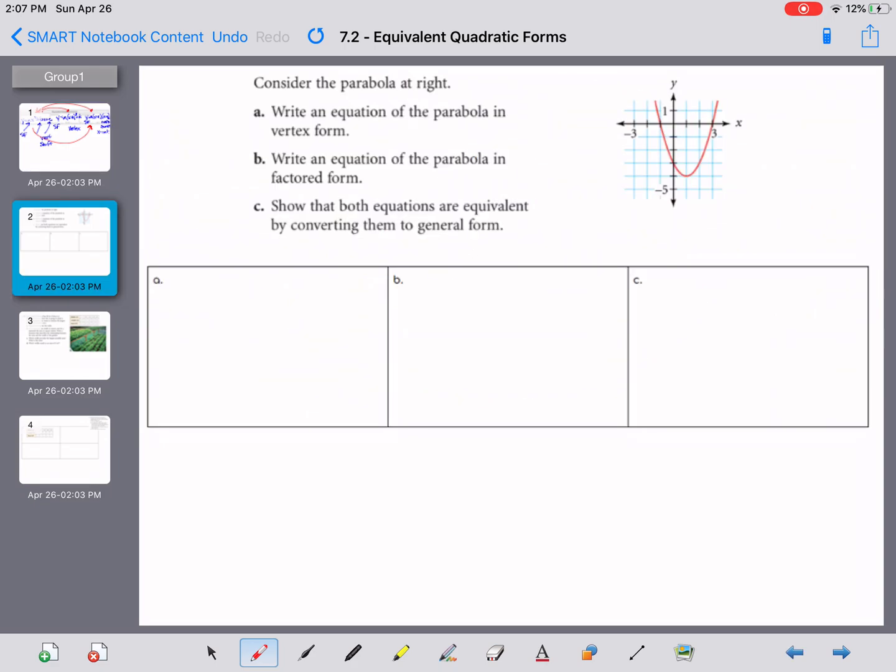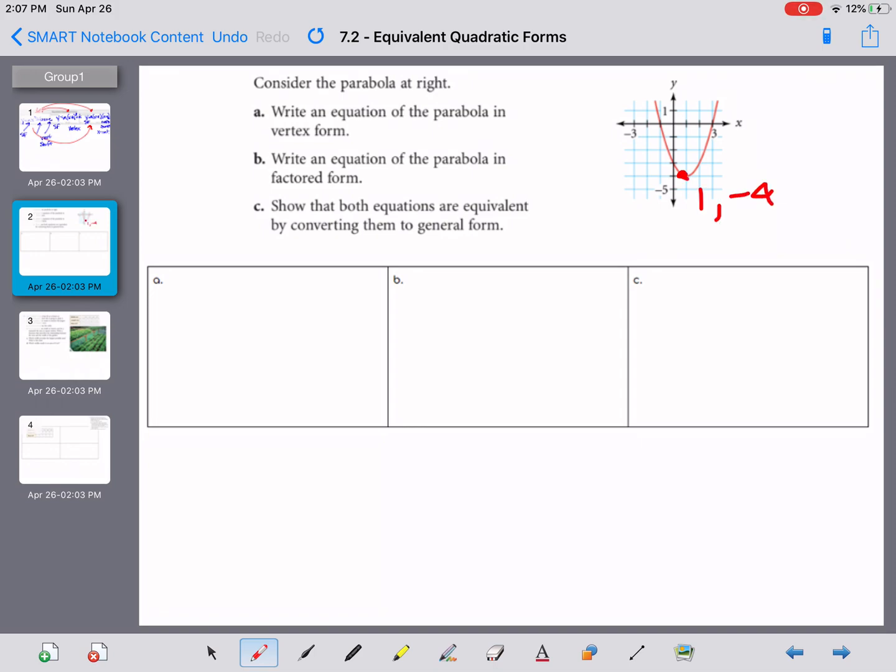Okay, so here's one of our parabolas. Let's write the equation in vertex form, write it in factored form, and then go ahead and convert each to the general form. I'll give you a chance, pause the video, give me that a, b, and c, and then we'll go over it. All right, well, I know the vertex. Vertex is at (1, -4).